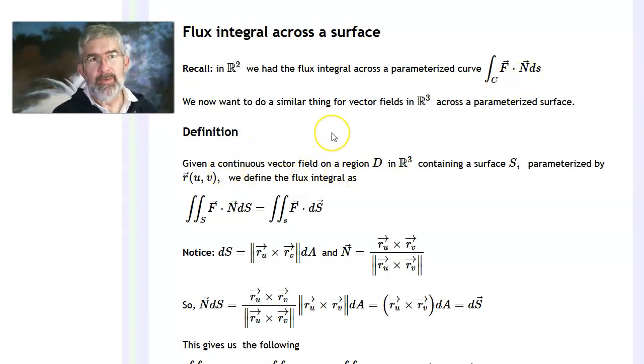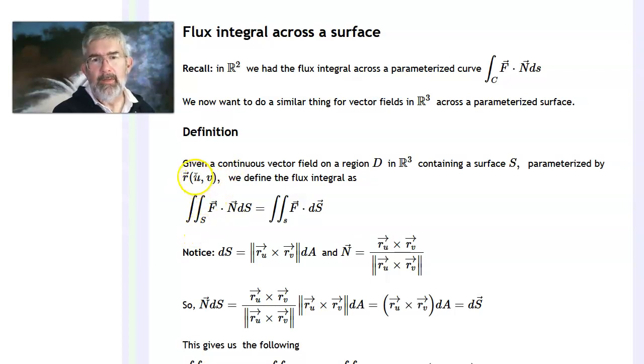In R3 with surfaces, we don't really have the notion of the integral along the surface, because at any point on the surface there's a whole plane worth of directions that are tangent to the plane or parallel to the plane. And so to move along the surface, there's not a unique direction. However, there is a unique direction perpendicular to the surface, and that's what we call the normal vector. So we will have a flux across, but we won't have the vector field along the surface.